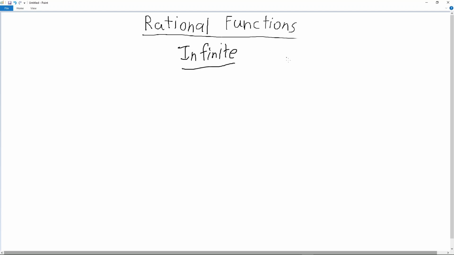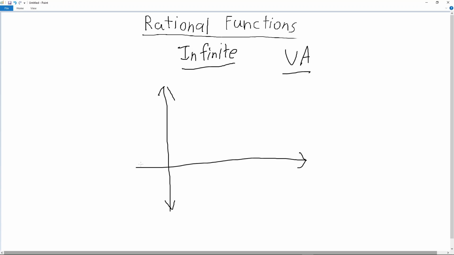Next, we have infinite discontinuities. These are also known as vertical asymptotes, or VA for short. Let's say we have a graph like this, then we have a function like this. However, we also have a line going like this, straight down the middle vertically. This graph is never going to reach this line, but it will approach it. So this is known as a vertical asymptote. It will never reach it, but it would approach it.